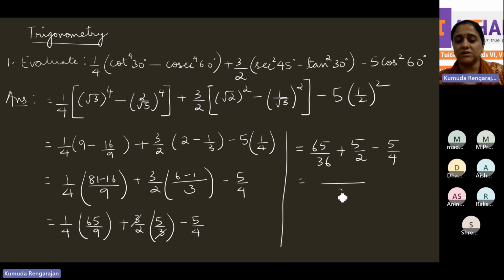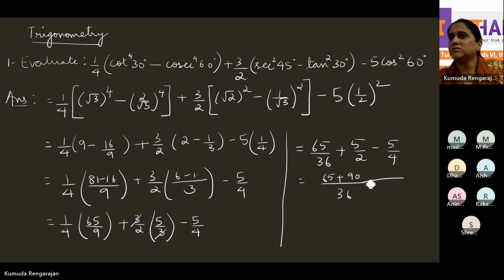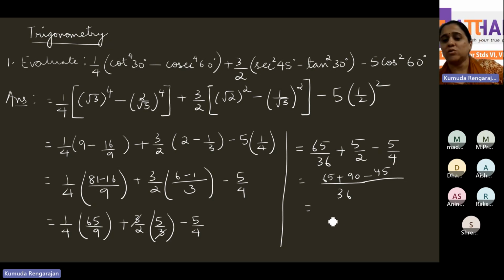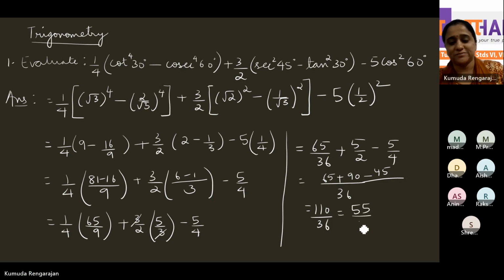So again, common denominator 36. 65 plus 18 fives are 90. Correct? 18 fives are 90, na? 36 is the common denominator. So 65 plus 18 fives are 90 minus 5 nines are 45. Correct? Yeah, thank you. So 65 minus 45 is plus 20, and 90 plus 20 is 110. 110 by 36, which is 55 by 18. Yes, ma'am.